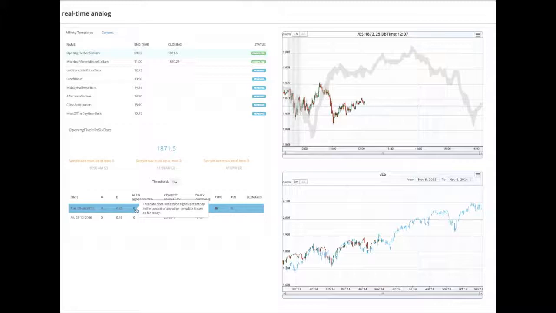Long story short, anytime you see a date listed anywhere in real-time analog, it's always easy to see all detected analogies against all templates that have been processed so far today.